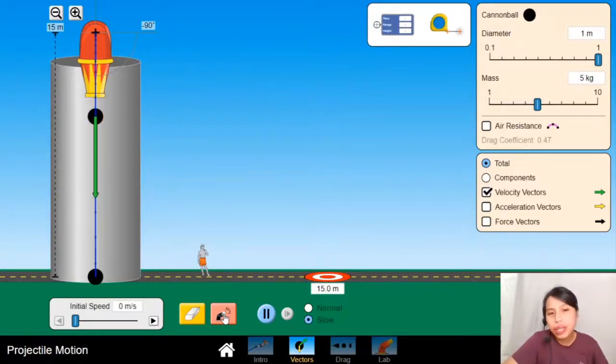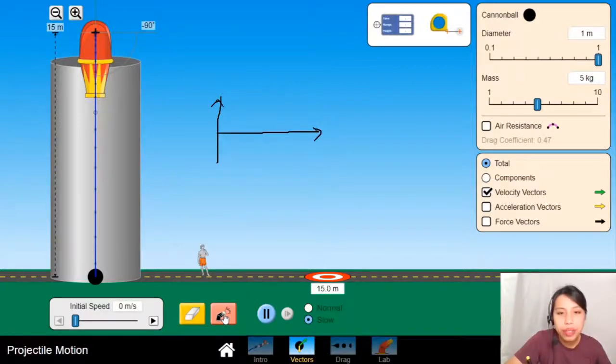Okay, it drops down. You see the green arrow, right? It gets bigger and bigger. I replay for you. The green arrow gets bigger and bigger. That is what we call our velocity arrow. So if you want to draw a graph of velocity, it kind of looks like that. Okay, v-t.